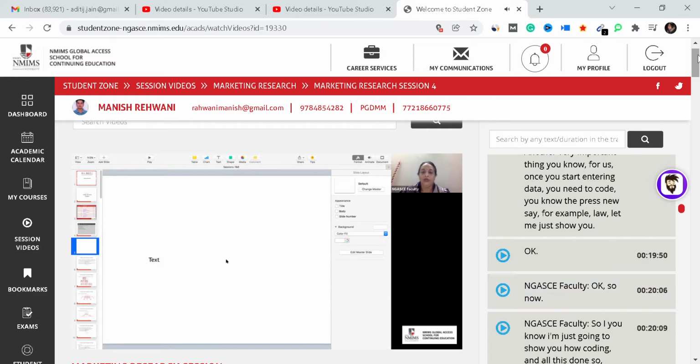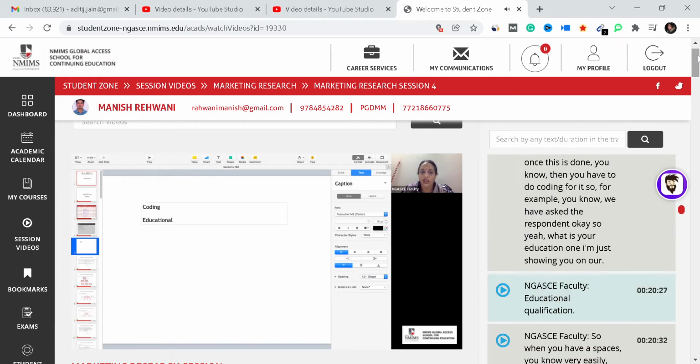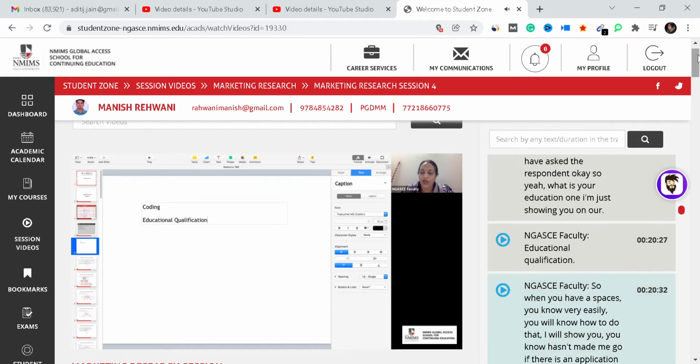Okay, so now I'm just going to show you how coding is done. Once this is done, you have to code the data. For example, we have asked the respondent, what is your educational qualification? I'm just showing you one or two educational qualifications. When you have SPSS, very easily you will know how to do that. I will show you as and when we go, if there is an application.